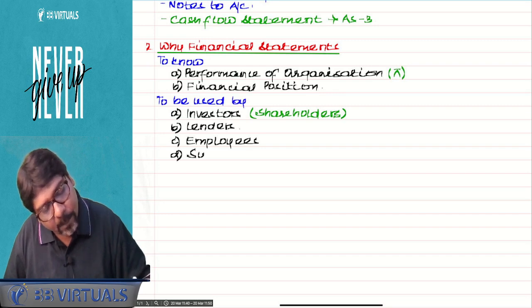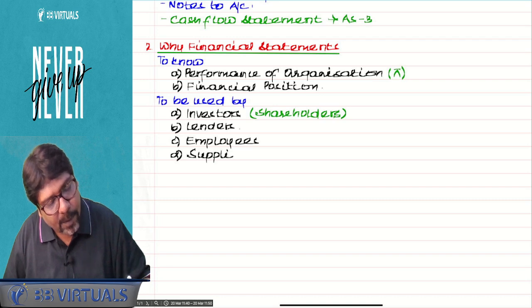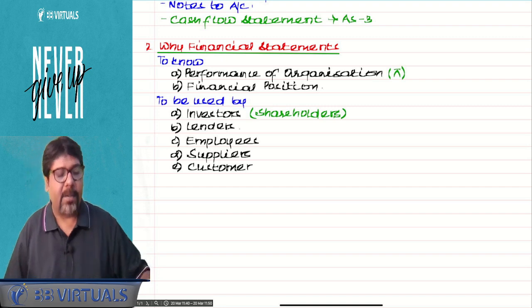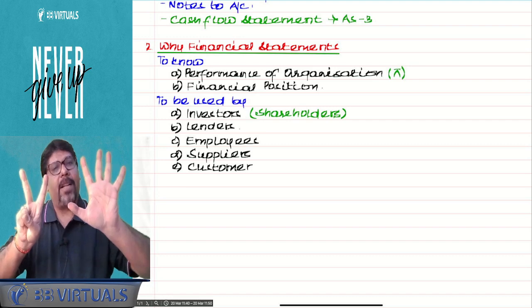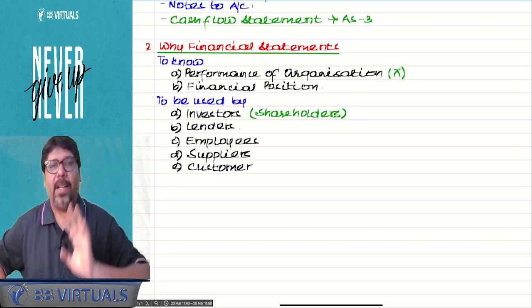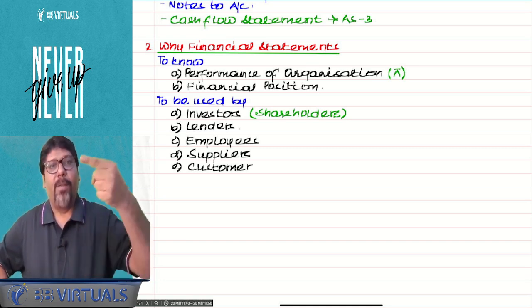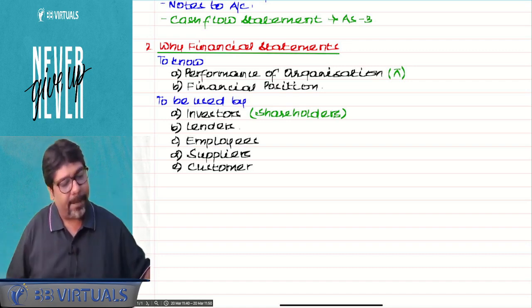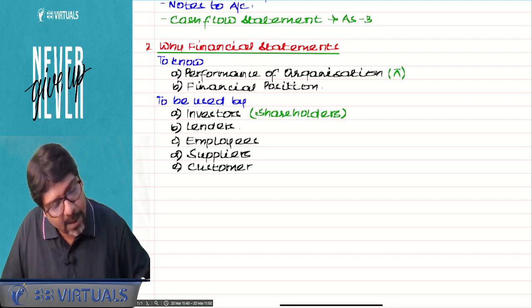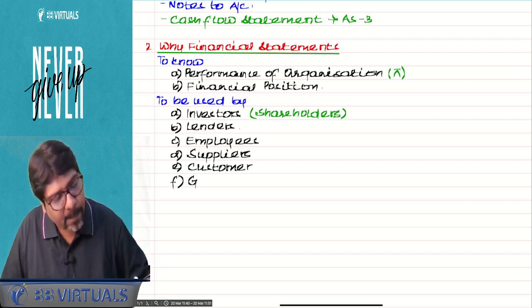Then suppliers, customers. So first, seven people are there. How many? Seven users of financial statements. First, investor. Second, lender. Third, employee. Fourth and fifth, supplier and customer. Six and seven, government and public.